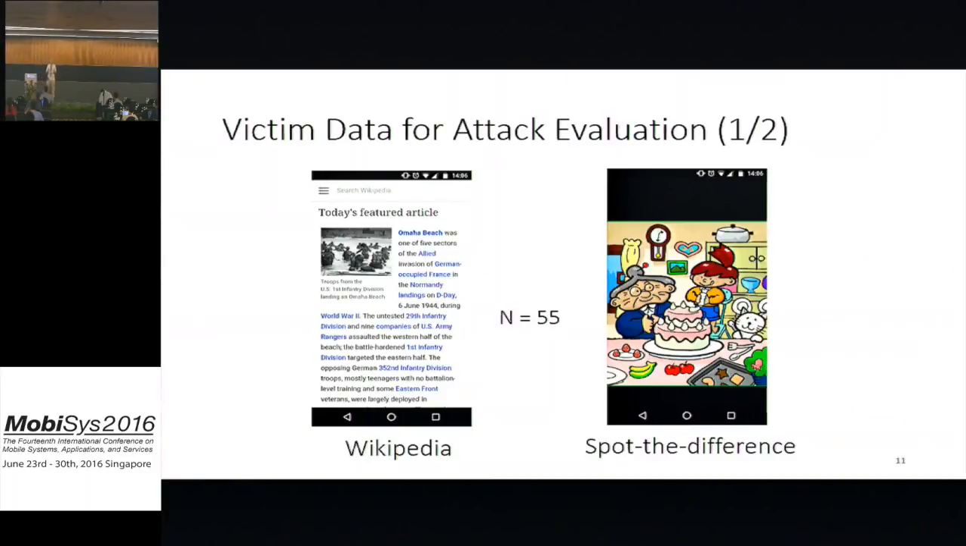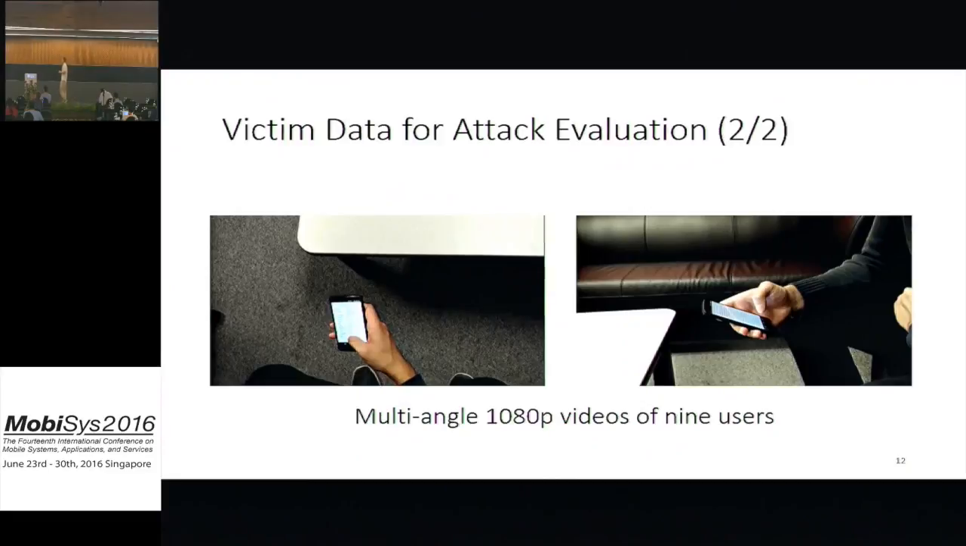So how did we do this evaluation? Well, first of all, we had to gather some data from victims. We had 55 participants use two apps. These apps were also used in previous work. We had a Wikipedia app where users had to swipe up and down, and a spot the difference app, where there were two pictures and the user had to spot the differences, so they had to swipe left and right. For 9 of these 55 participants, we videotaped them while they were using these two apps, both from the top and from the side.